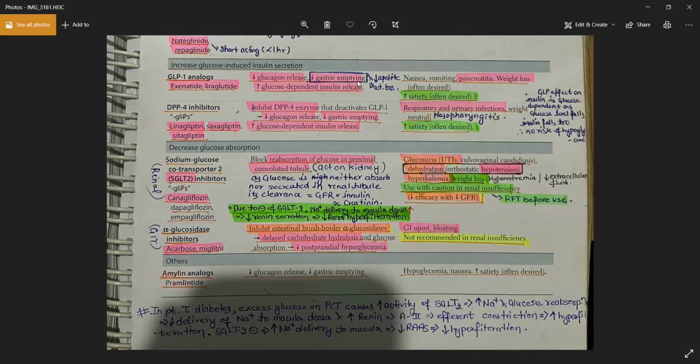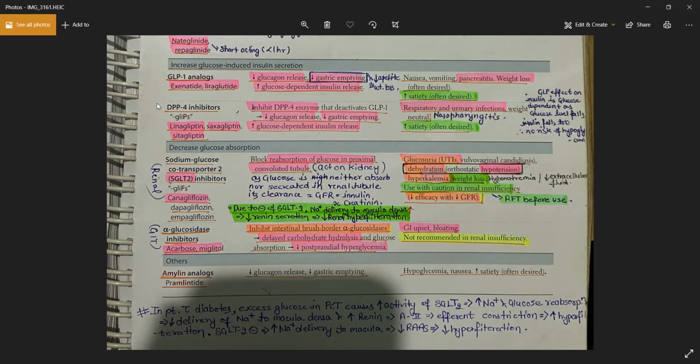The important side effects again include nausea, vomiting, and pancreatitis. Pancreatitis is very important. These drugs can cause acute pancreatitis. We will discuss all the causes of this pancreatitis later in the GI section, and one of them is the GLP-1 analogs. They can also cause weight loss, which is because of the loss of appetite, because of the early satiety, right?